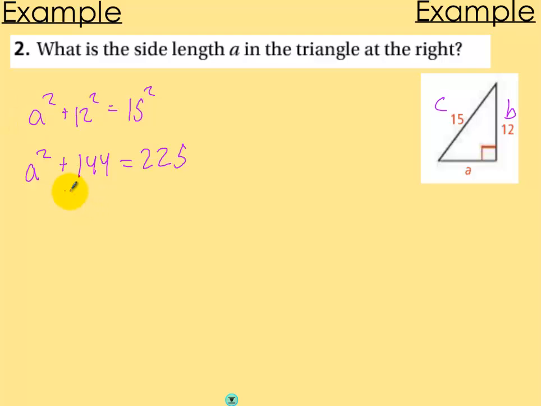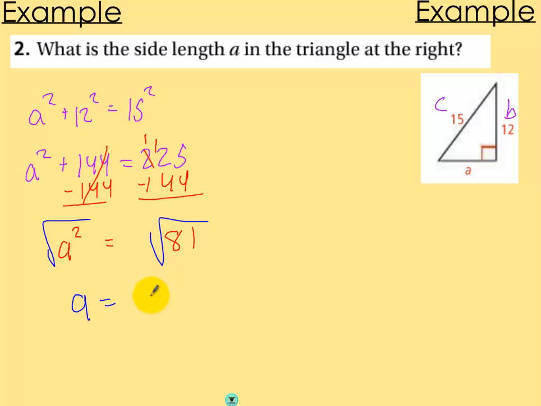I will subtract 144 on both sides, and when you do that, these cancel out, so you get a squared equals, subtracting, that's 1, 22, borrow 1, that's going to be 8, 81. And then I want to square root both sides. When you square root a squared, you get a equals the square root of 81, which is 9. So a equals 9. That's it.